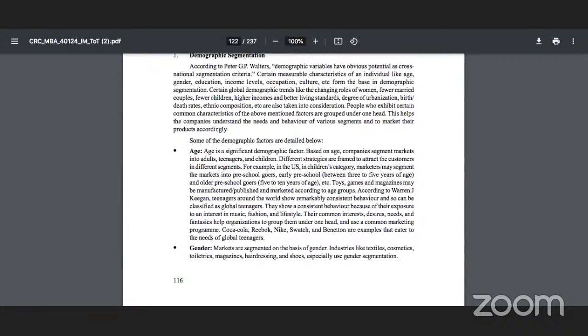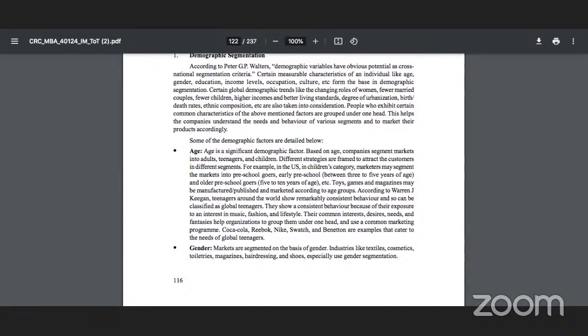Now, you may also notice that in the US, there is a specific children's category, and marketers may segment their market further into preschool goers, early preschool, that is between 3 to 5 years of age, and older preschool goers, that is 5 to 10 years of age. Now, while we are talking about the US, we also need to understand this is not specific to the US.